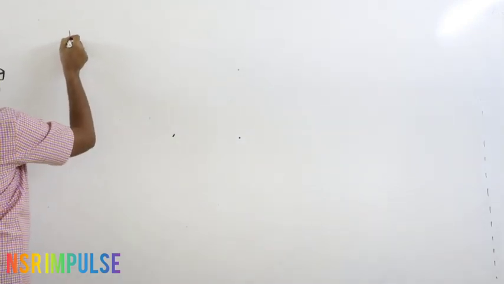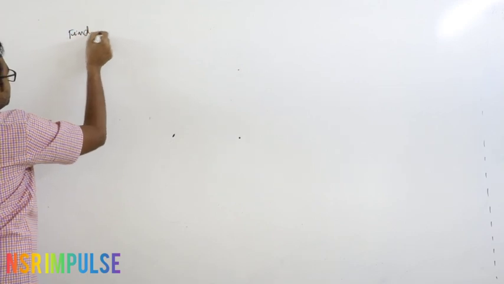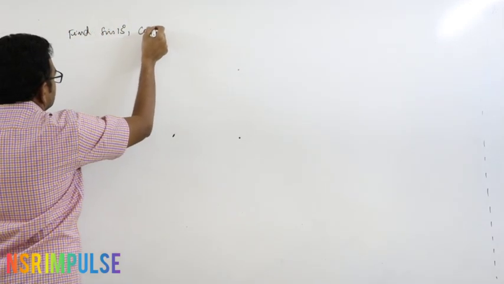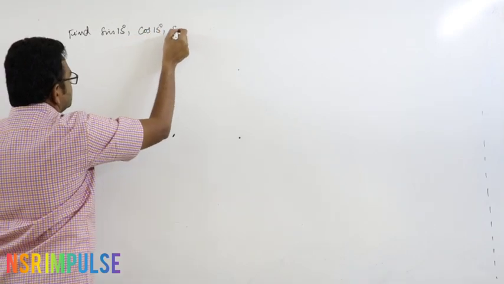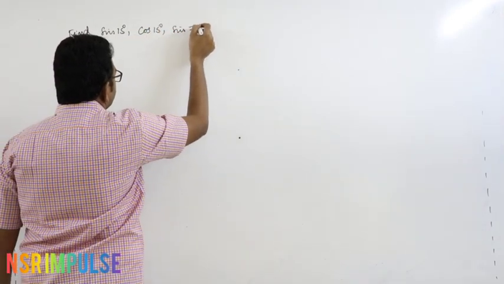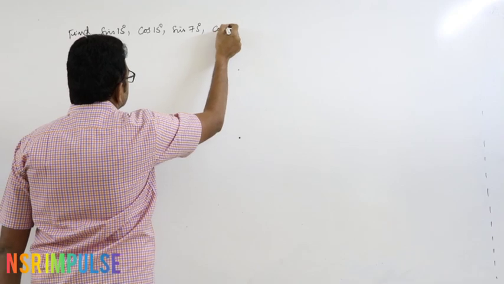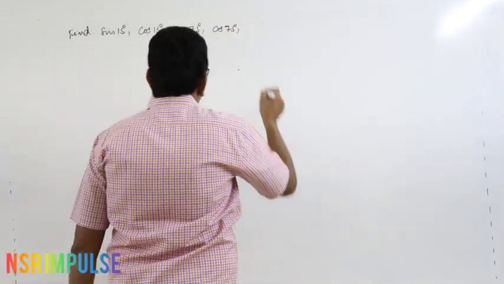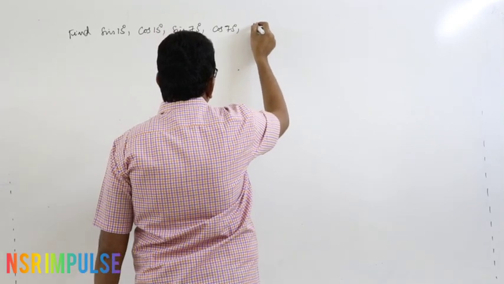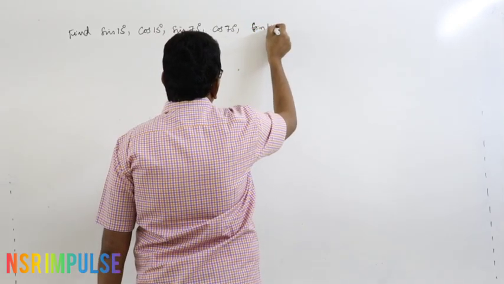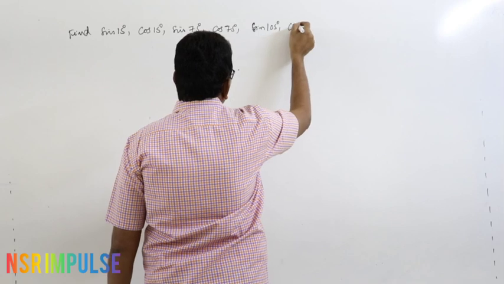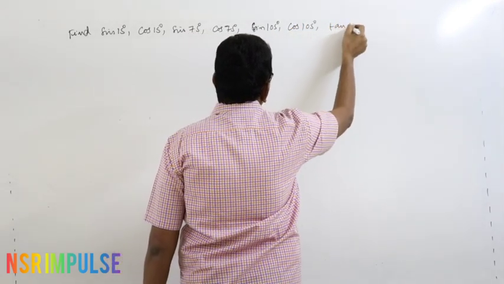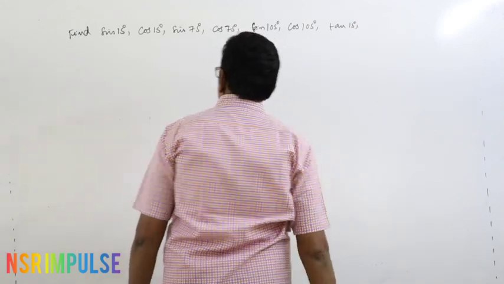Now, find the values of sin 15 degrees, cos 15 degrees, sin 75 degrees, cos 75 degrees, and sin 105 degrees, cos of 105 degrees, and tan 15 degrees, and so on.